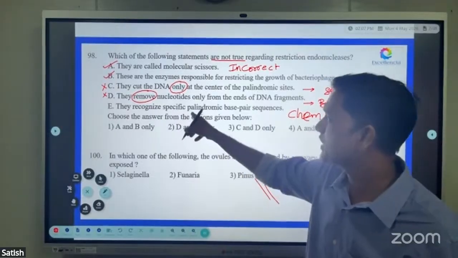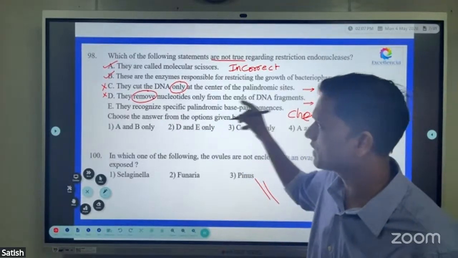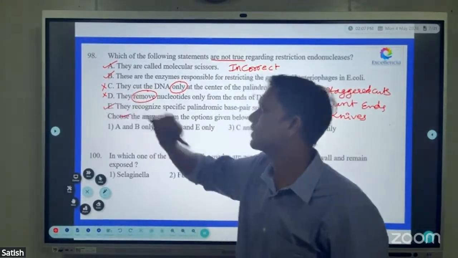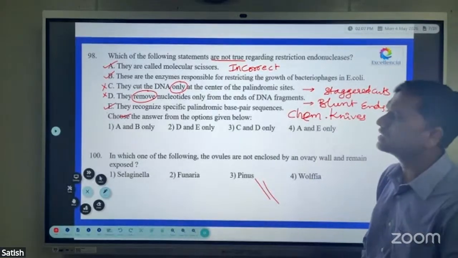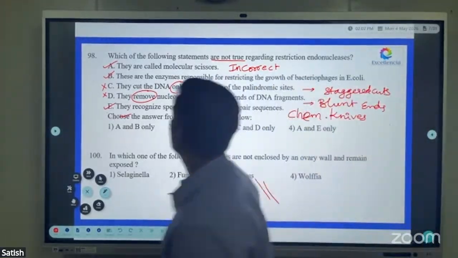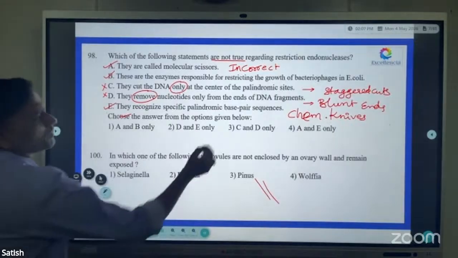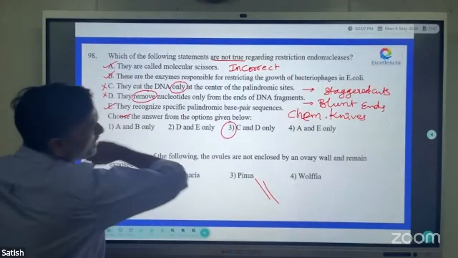They recognize specific palindromic base pair sequences. Right, correct answer. Correct statement is wrong. So the answer is C and D. Incorrect statements were C and D.